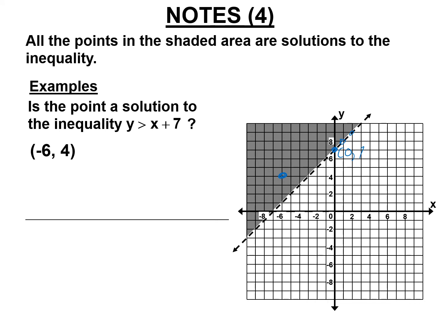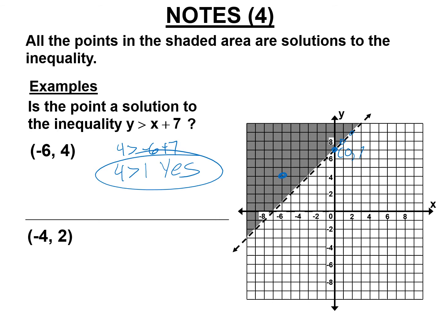What does that mean? It means if I put these numbers in here, it should make the inequality true. Y is 4, x is negative 6. So is 4 greater than negative 6 plus 7, which is 1? Yes. So you could check it without the graph, but if you have the graph, you just look in the shaded area.